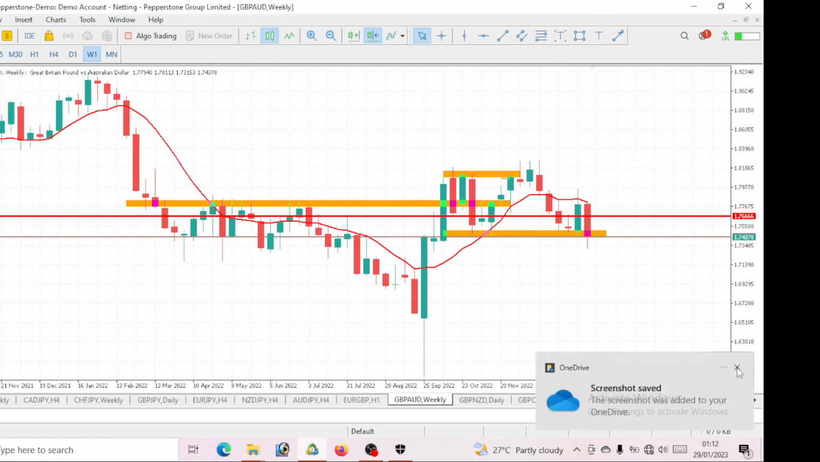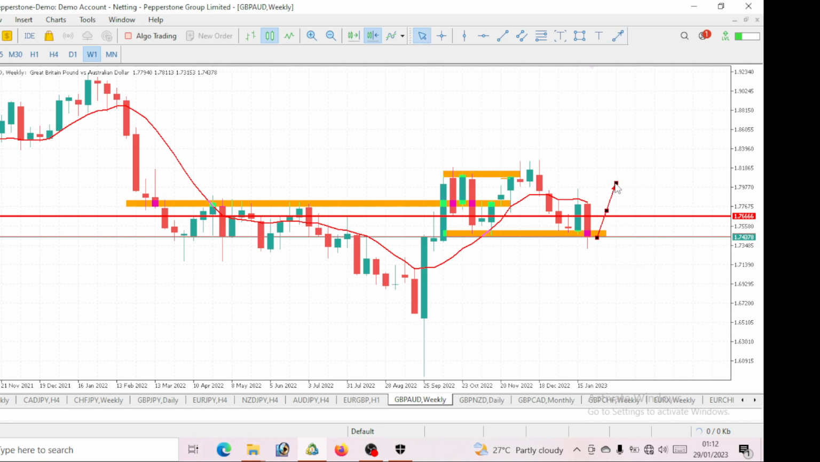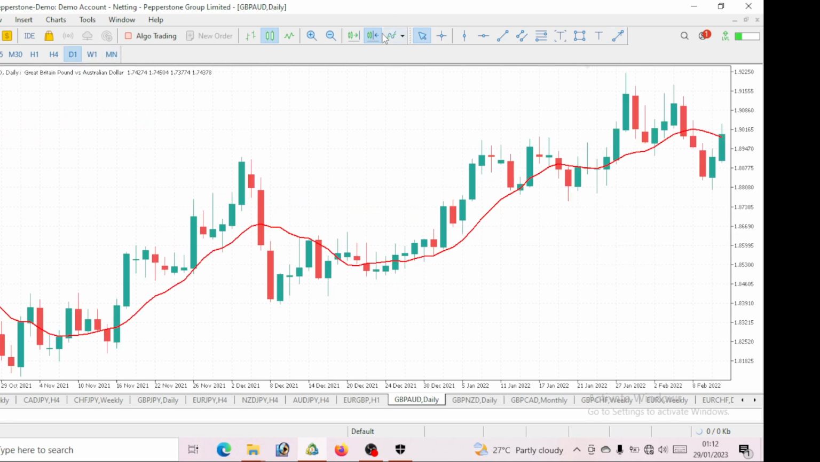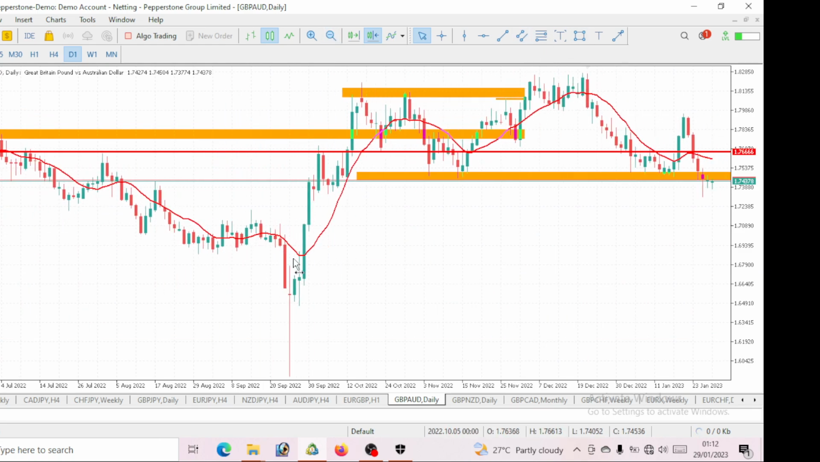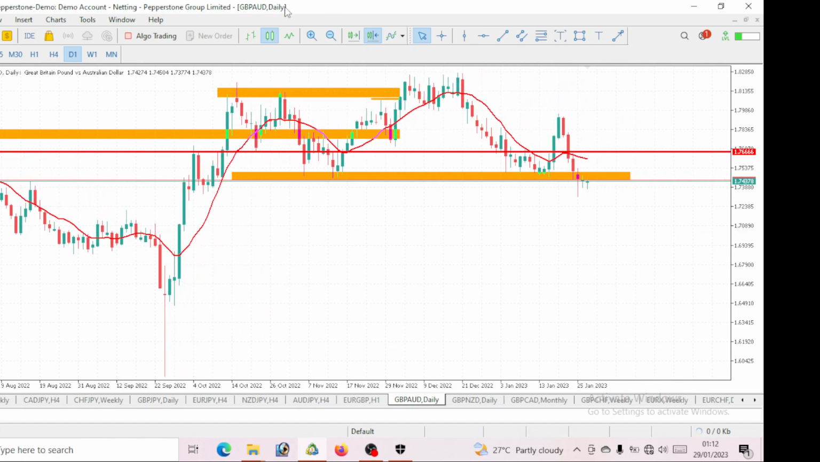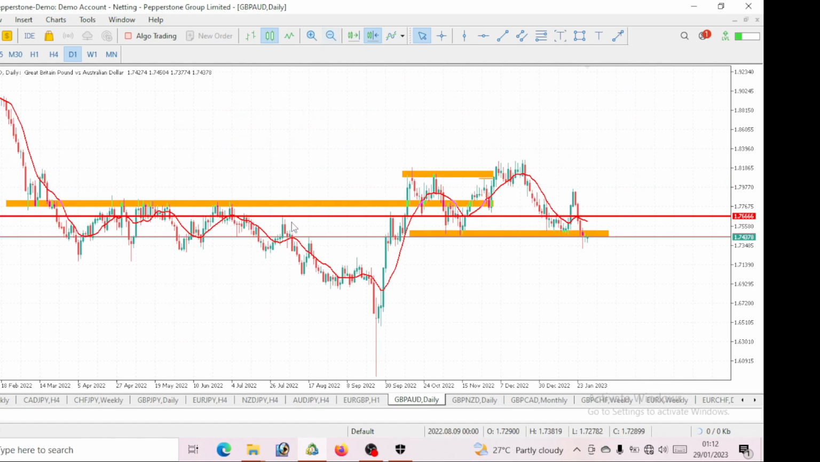So I'm expecting rejection whereby price will push up. Now take a look at this daily time frame. Price has rejected this level. Price has rejected this level. So maybe a first breakout might play out. Who knows? I think it will actually play out.